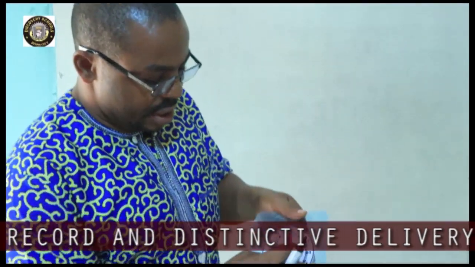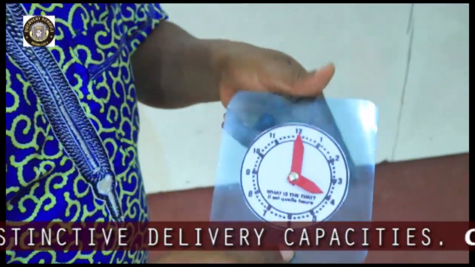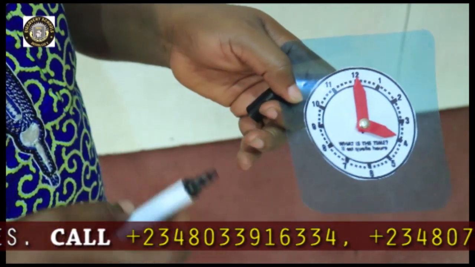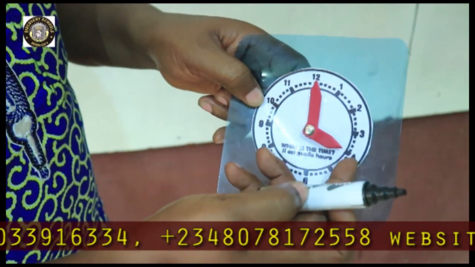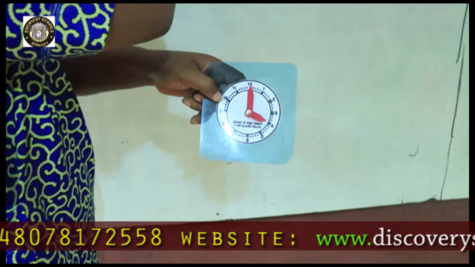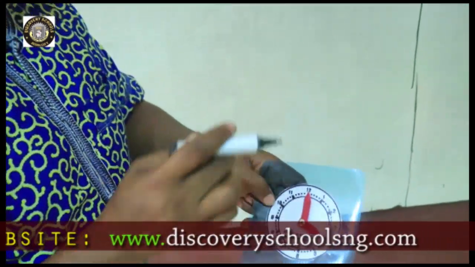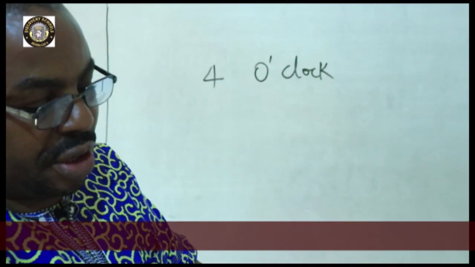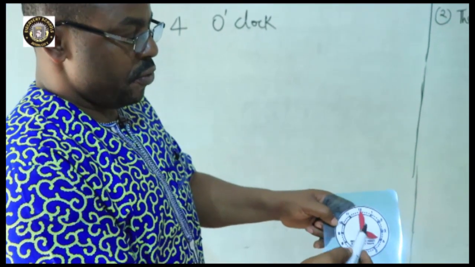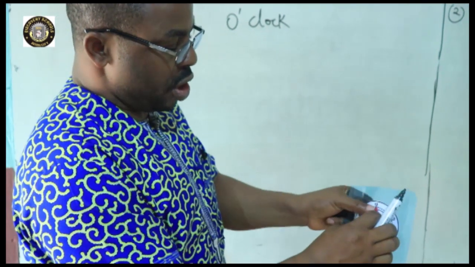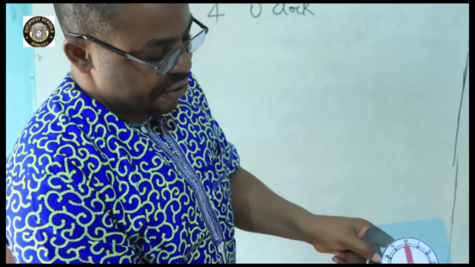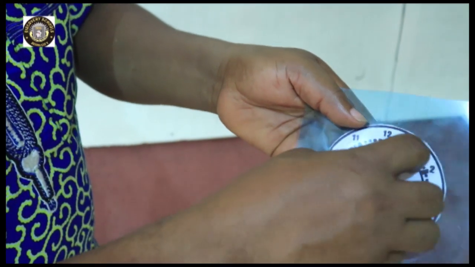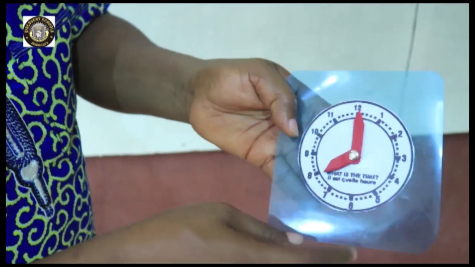To determine the time, let's say for example, this longer hand is pointing to 12, while the shorter hand is pointing to 4. You start with the shorter hand, which is the hour hand. You say 4. This 12 means o'clock, zero o'clock. So we call it 4 o'clock. If the short one points to 5, it is called 5 o'clock. If it points to 8, the long one is still on 12, it is called 8 o'clock.